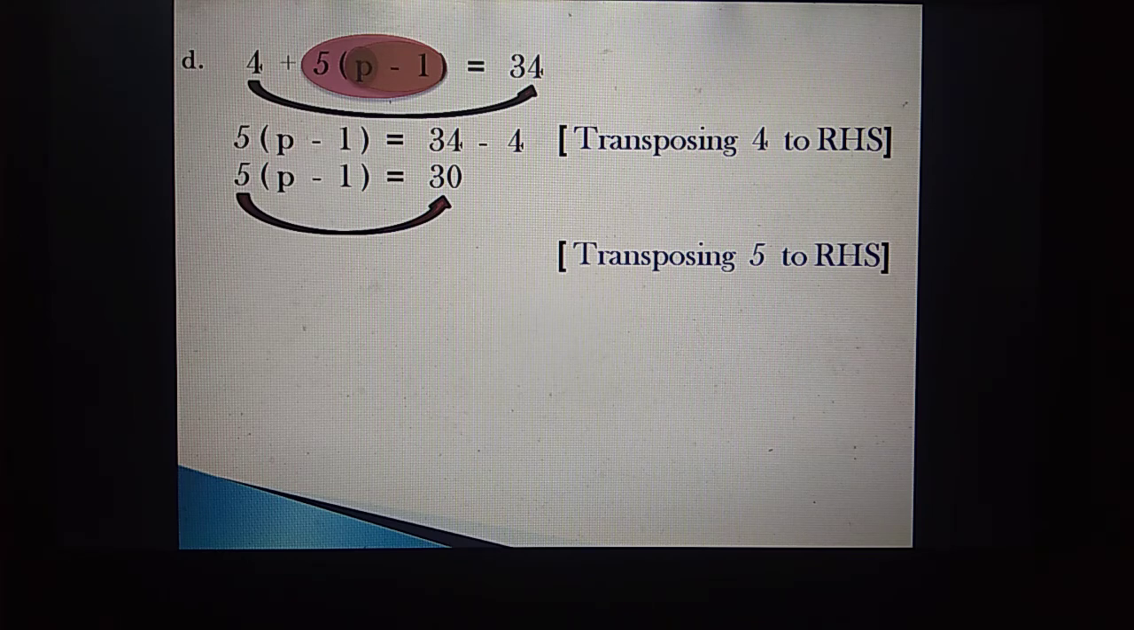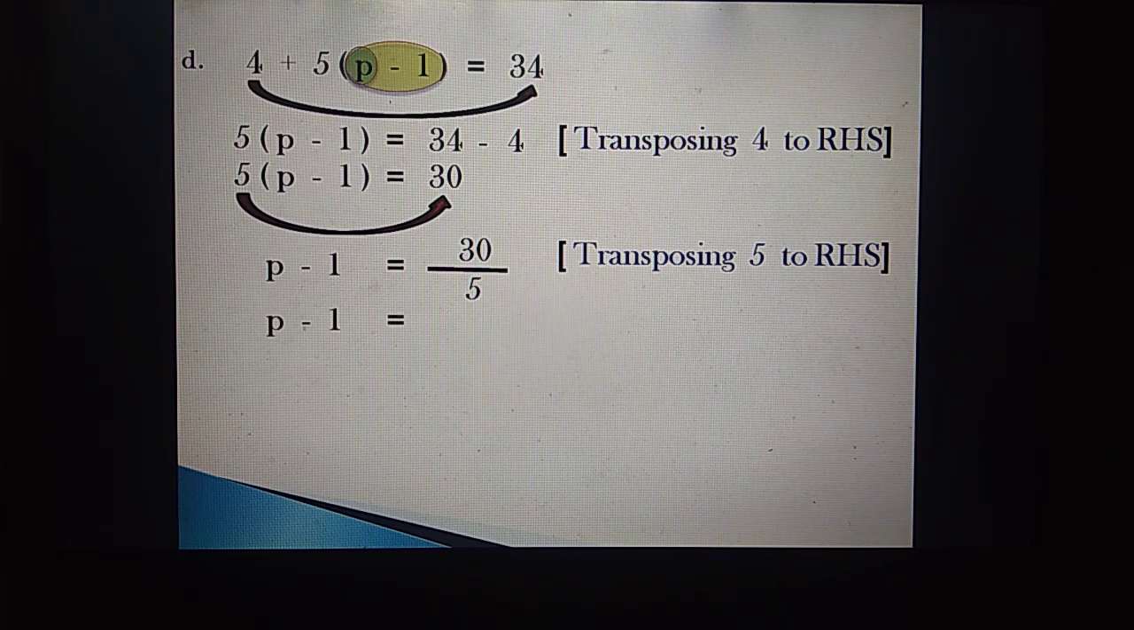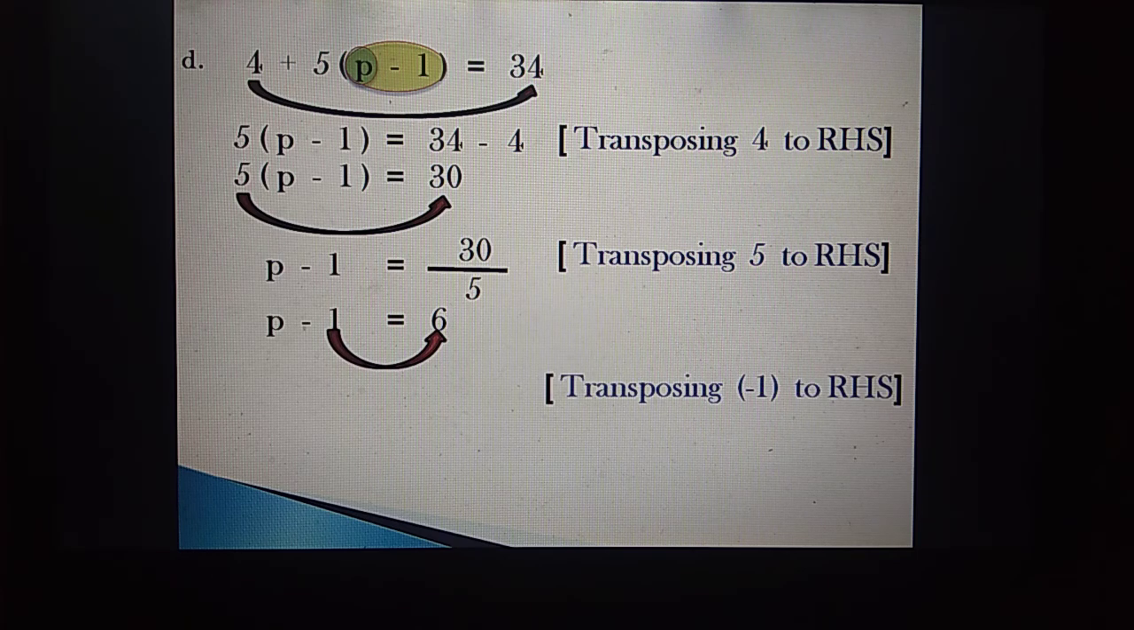Here we are multiplying by 5. After transposing, divide by 5. Finally, you will get 6. Now in the outermost, it's minus 1. So transposing minus 1 to RHS, you will get 6 plus 1. Now when you solve, you will get the final answer as 7. Here p, the variable, is left on the left hand side. So this is your final solution.